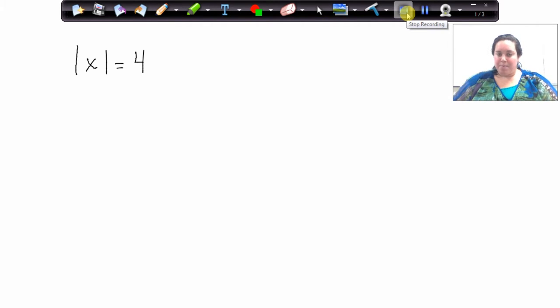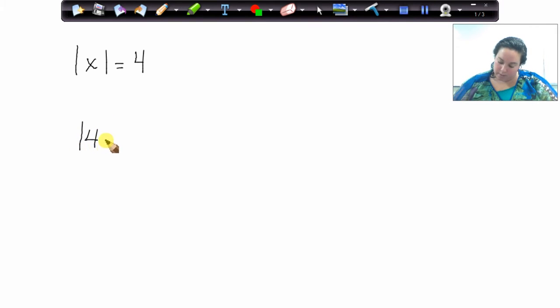How do we solve an absolute value equation? If we have the absolute value of x is 4, then what is x? Okay, let's just stop and think about this for a second. We know the absolute value of 4 is 4.